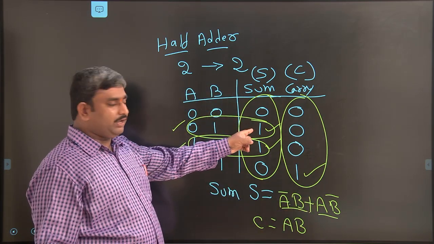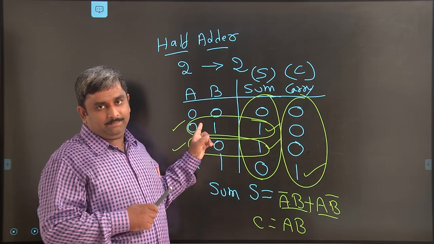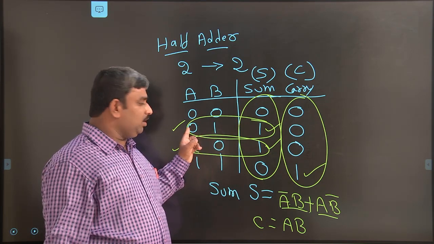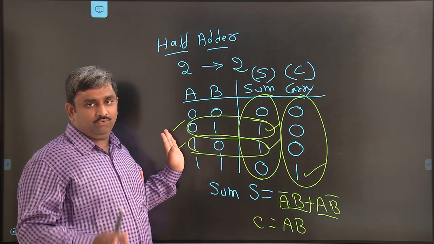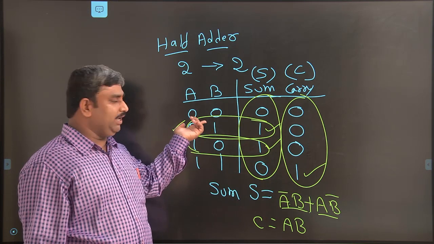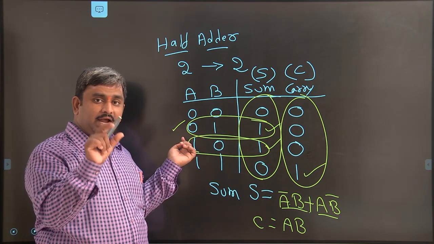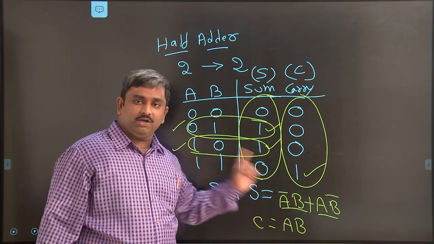If you want to get the output here, the inputs must be A bar and B. So the values of A and B should be 0 and 1. This is a must. In between, the relationship between A bar and B is AND gate, and for the AND gate I am representing it with the dot operation.